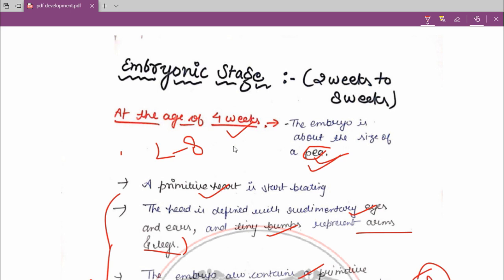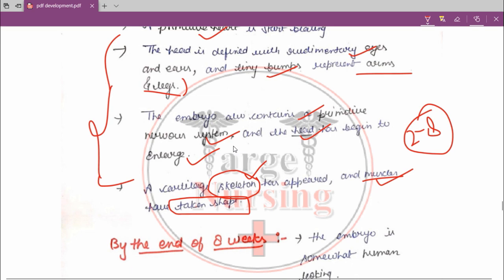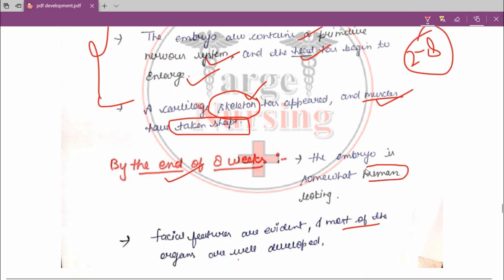and at the 4th week the embryo is the size of a pea, and a primitive heart starts beating, and tiny bumps represent arms and legs, and eyes and ears were developed, and a primitive nervous system will develop, and the head has become enlarged, and the skeleton has developed, muscles have taken shape, but by the end of the 8th week the embryo somewhat looks like a human, and the facial features are now evident on the embryo.